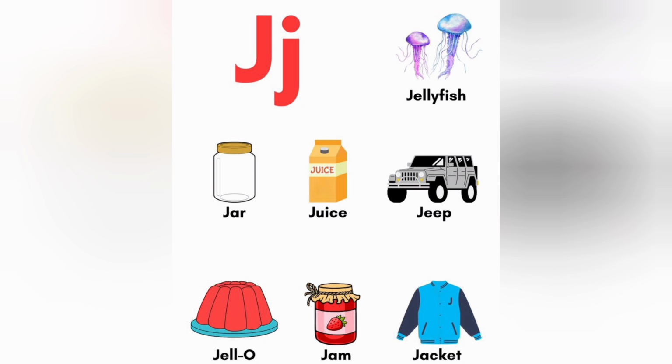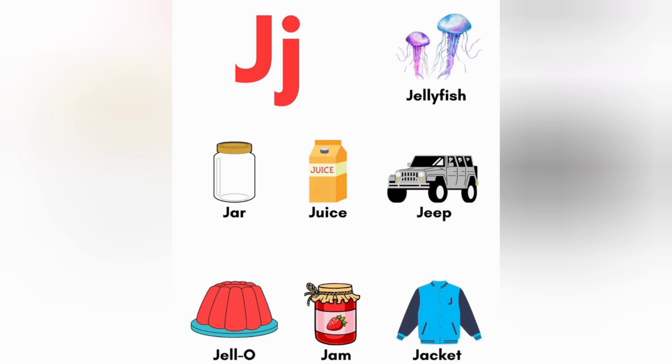This is letter J. J sound J and J for jellyfish. J for jar. J for juice. J for jeep. J for jelly. J for jam. J for jacket.